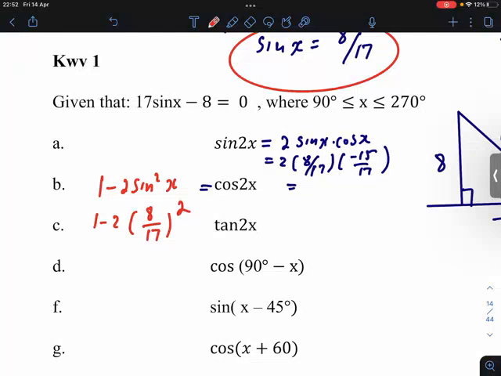Are you happy? Then you're going to get your value, 1 minus 2 times 64 over 324. Not sure, you can correct me there. And then you get your answer. It's 289 over 289, not 224, is it? Is it 18? 324 was 18. I used to know these things by heart during my time, all of them.